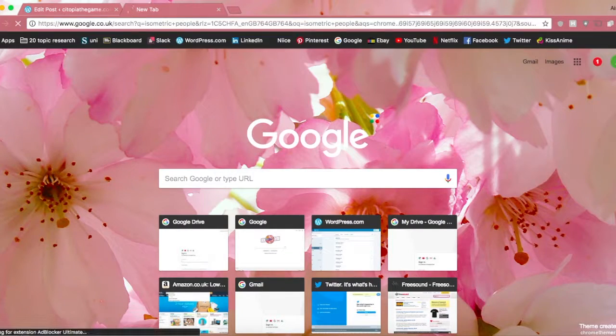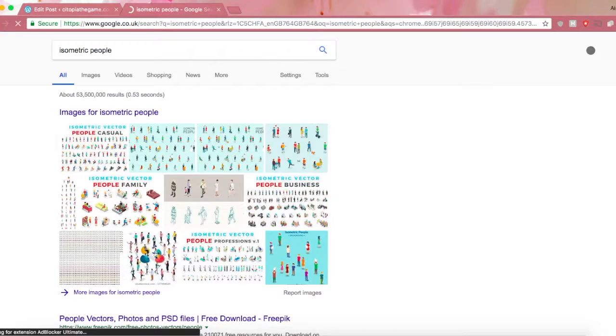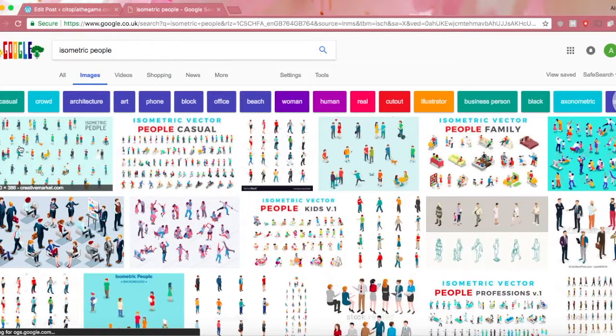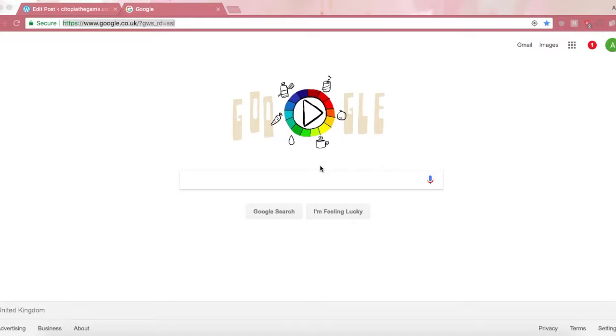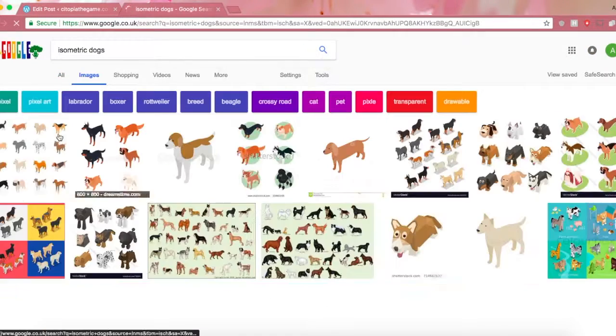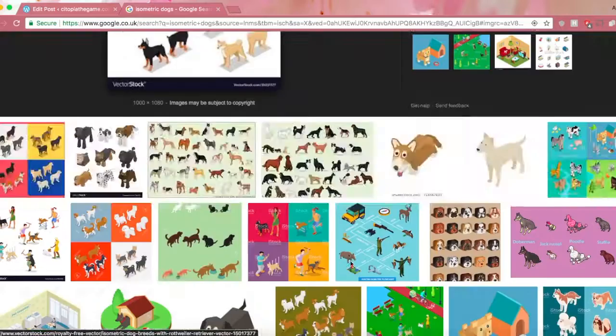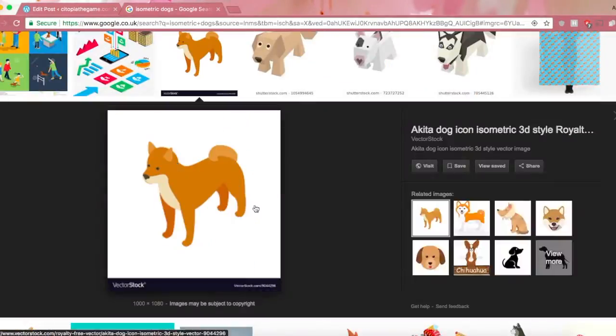Okay, so the first thing that I'm going to do for my population creation is to look into as many reference images for the types of people that I want to include in my game. That way I have an idea of how to draw them, what sort of style, what sort of angle, and everything that I need to know to be able to start creating.